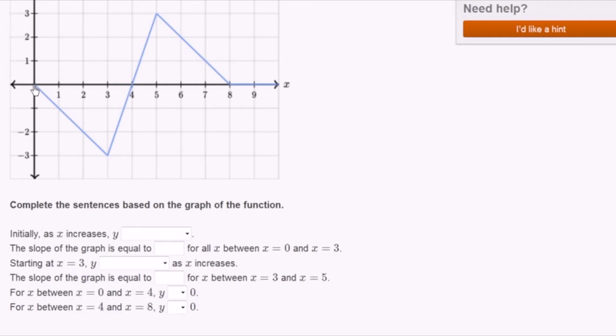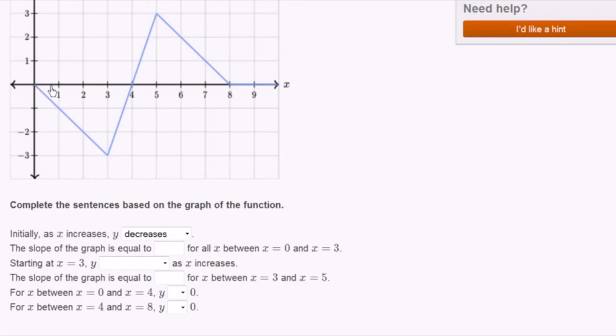Initially, so when we start from x equals 0 and x is increasing, what's happening to y? Well, y is decreasing. So y decreases. So as x increases, initially, y decreases. The slope of the graph is equal to blank for all x between x equals 0 and x equals 3. So x equals 0 and x equals 3, what's the slope?